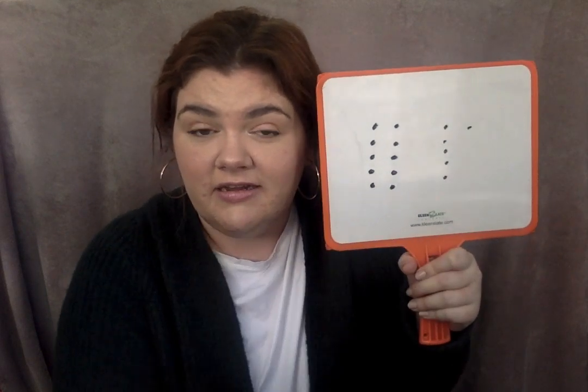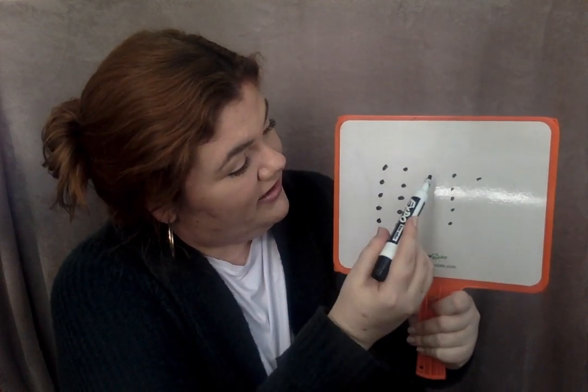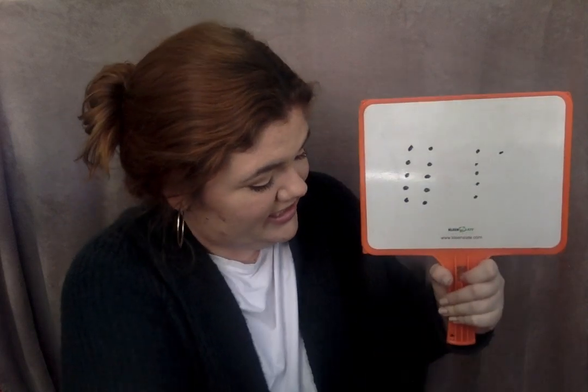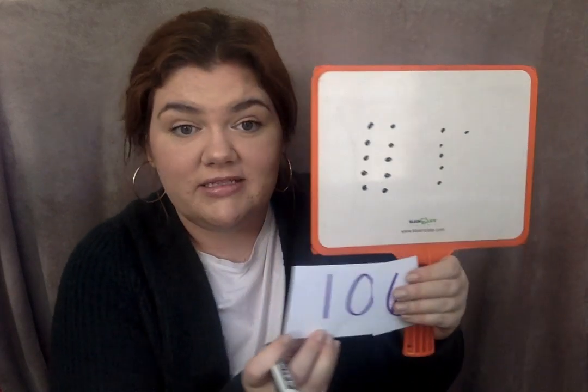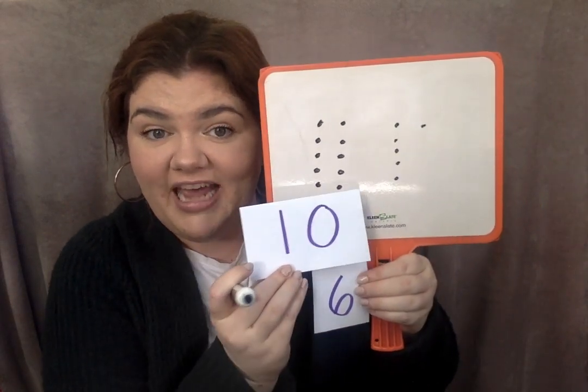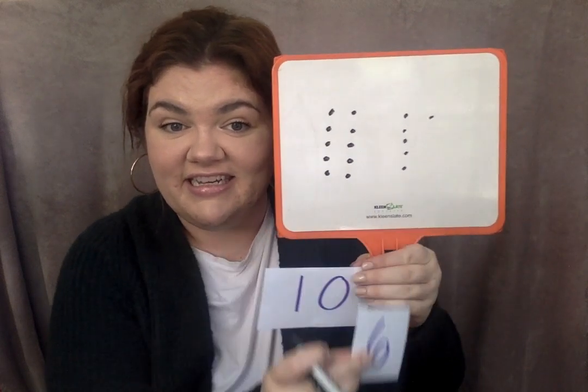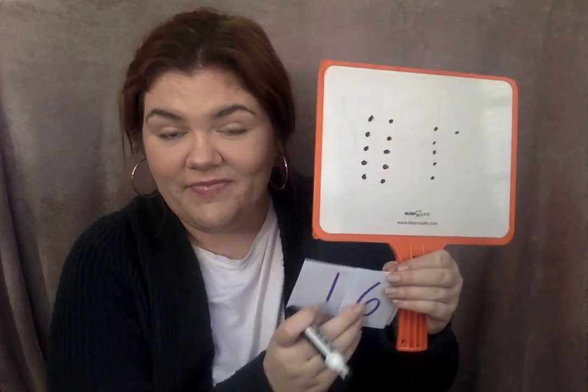See how nice and neat my dots look? Again, they're not all over the place. They look nice and neat. So I have 10, 11, 12, 13, 14, 15, 16. Remember, my two parts of 16 are 10 and 6. 16, okay?